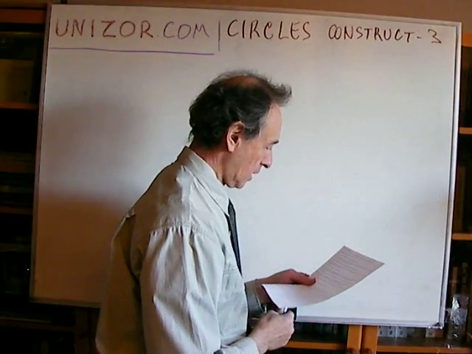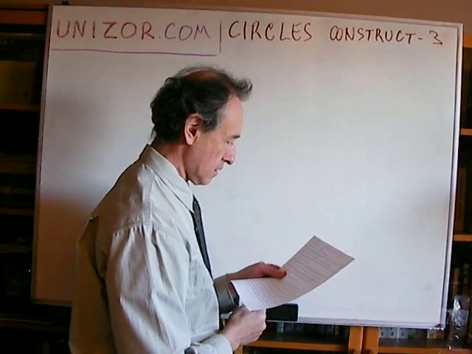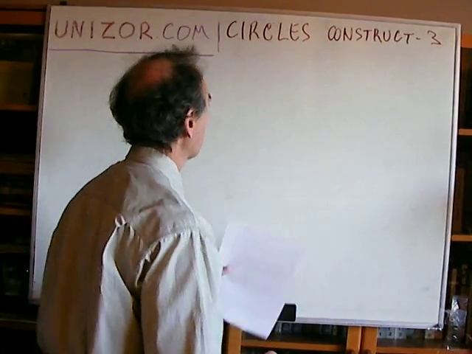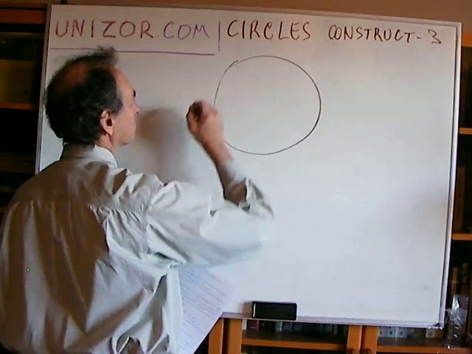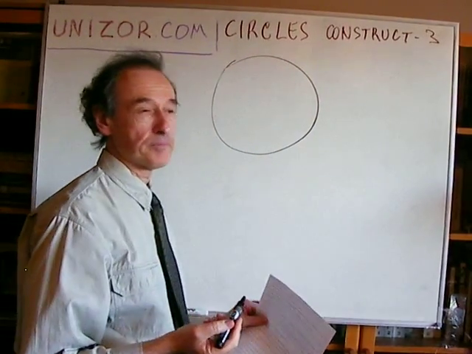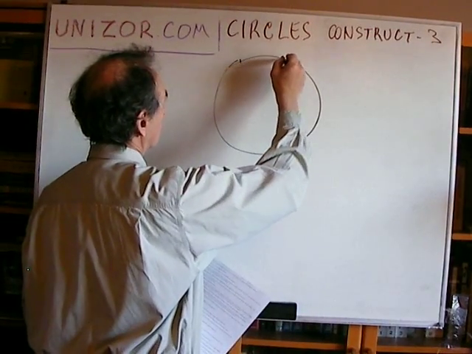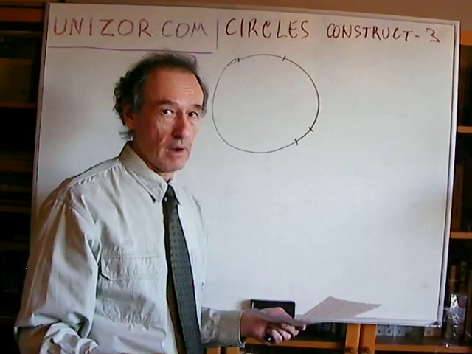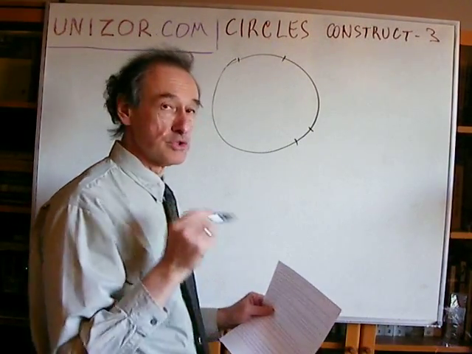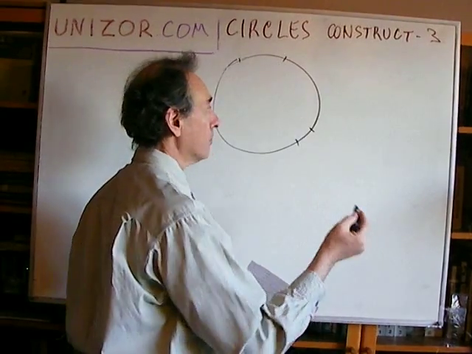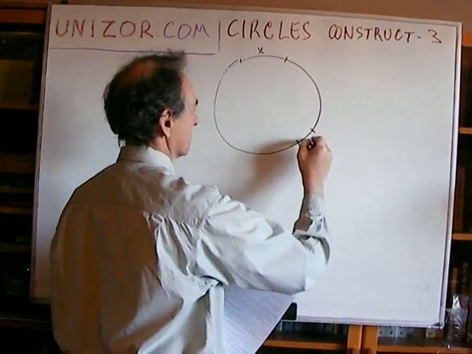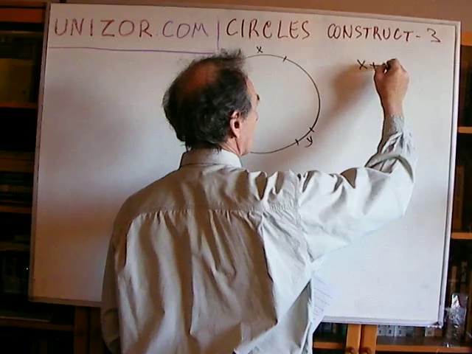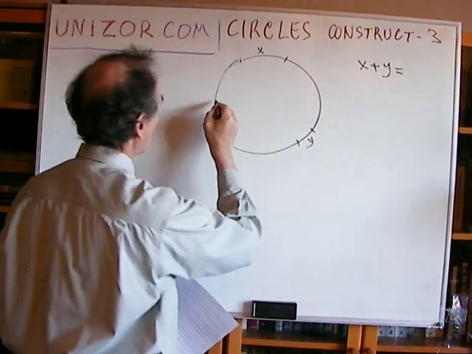Next, construct two arcs in a circle if their sum and difference are given. Okay, that's an interesting thing. So you have a circle. Now, there are two arcs which you don't really know what they are. But what you do know is their sum. Let's call this arc X, and this arc we will call Y. So you know their sum, which is equal to some arc like this.